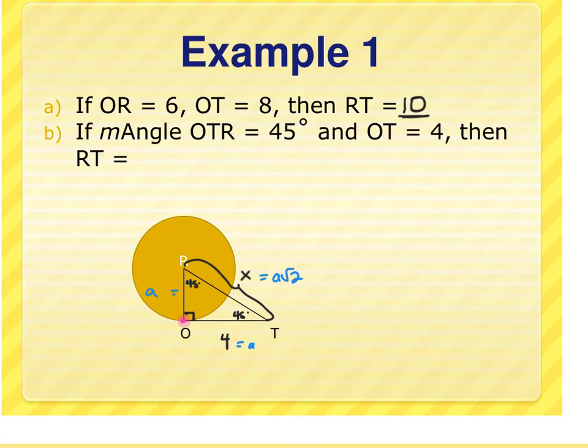Plug that 4 in the place of the A and you get the answer would be what? Good, 4 root 2. So now we're taking all the stuff you just learned about right triangles and we're plopping them inside circles. I told you it's not going anywhere. Right triangles aren't going anywhere.